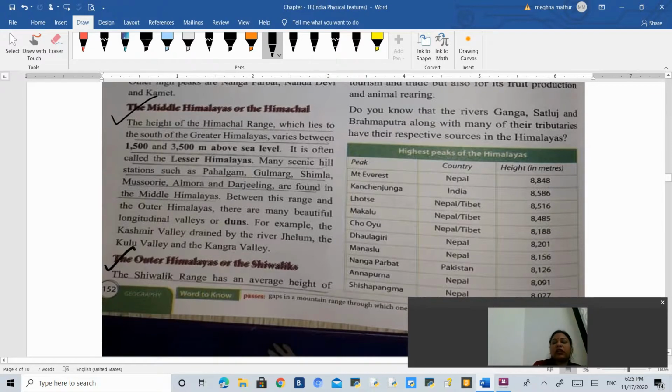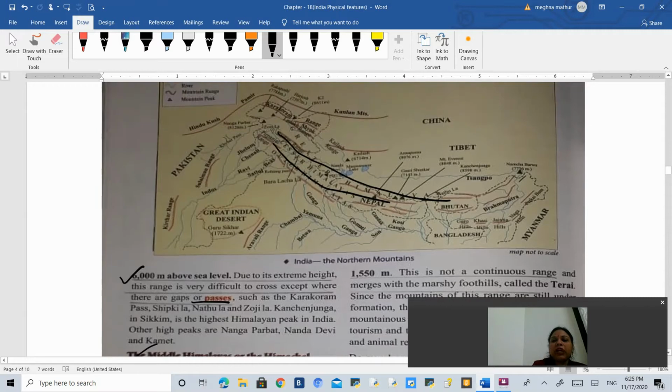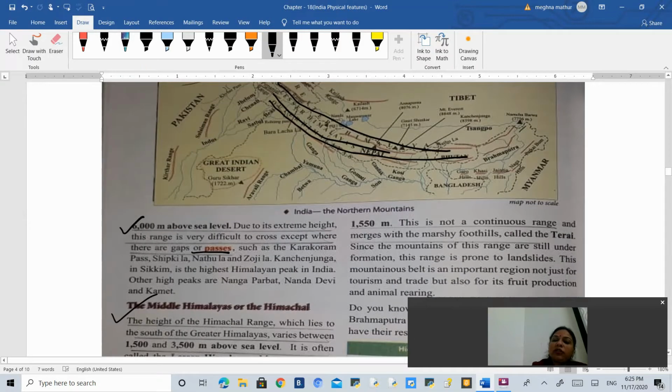And lastly, we have the outer Himalayas, the southernmost part of the Himalayas, which does not have much height in comparison to the Himadri and Himachal. They're called the Shivaliks. You can see these lesser Himalayan ranges. This is called the Shivaliks, and they have an average height of 15,050 meters above sea level.